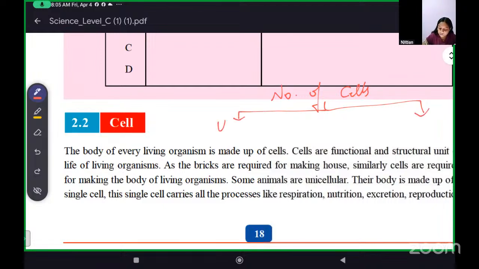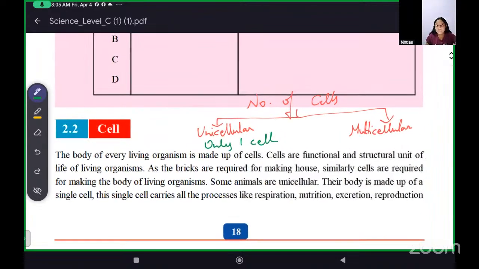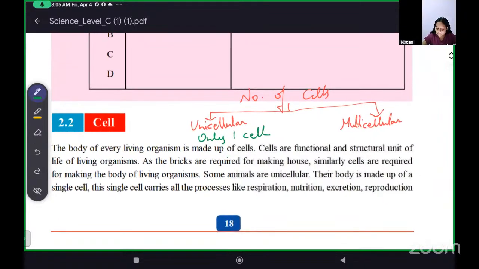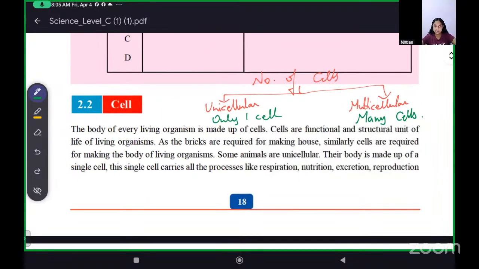First is unicellular organisms, and the second is multicellular organisms. What is unicellular? Unicellular means they have only one cell, and multicellular means many cells. Unicellular means they have only one cell, whereas multicellular means many cells.